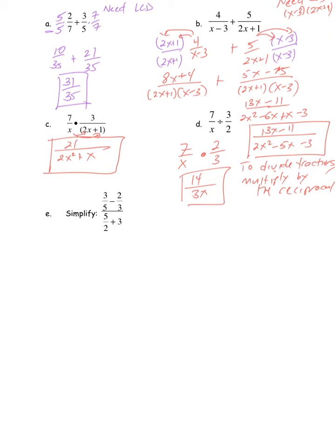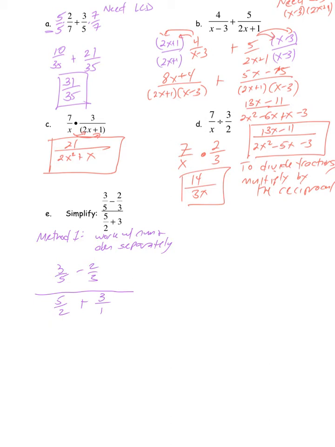So method 1, I'm going to work with the numerator and then work with the denominator. So work with numerator and denominator separately. Okay, what do I mean by that? I'm going to simplify the numerator. So I've got 3/5 minus 2/3. I'm going to focus on that, and I'm going to write the denominator as 5/2 plus 3. I want to write that as a fraction, so I'm going to write it as 3/1.